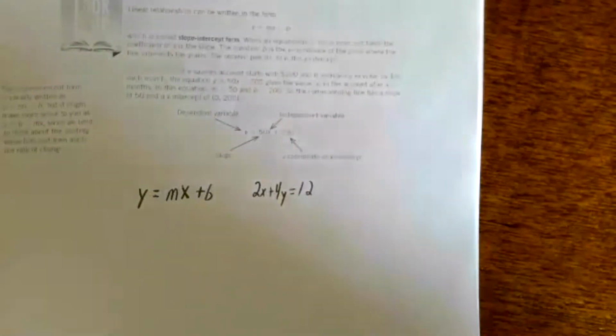So I'm going to rewrite the equation that I had up at the top. So I have 2x plus 4y equals 12. Okay? And all I want to do here is just solve for y. So how can I start solving for y in this equation? How can I start getting y by itself? Anyone have any guesses?